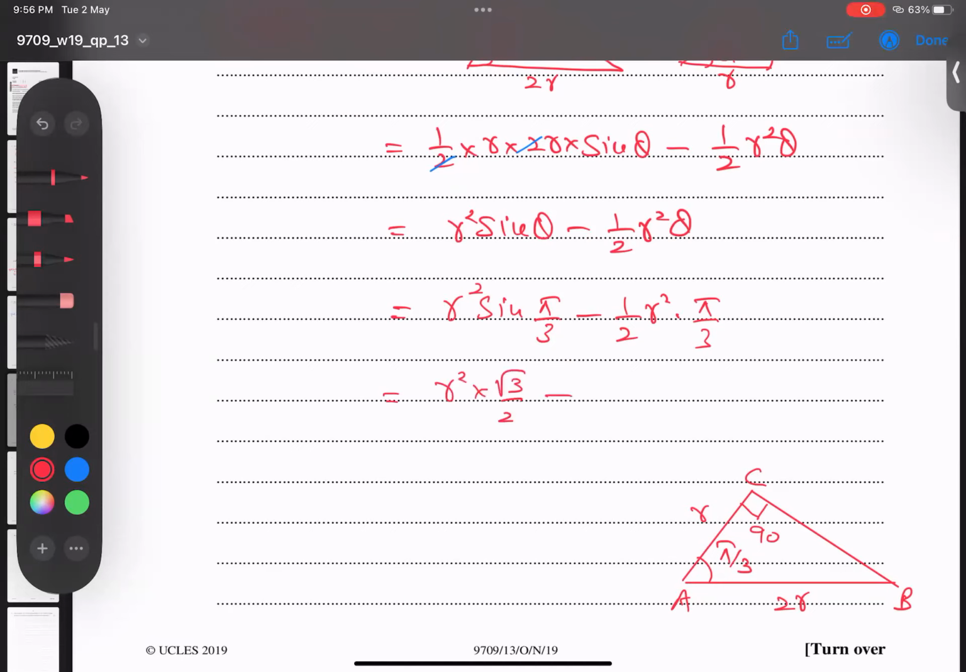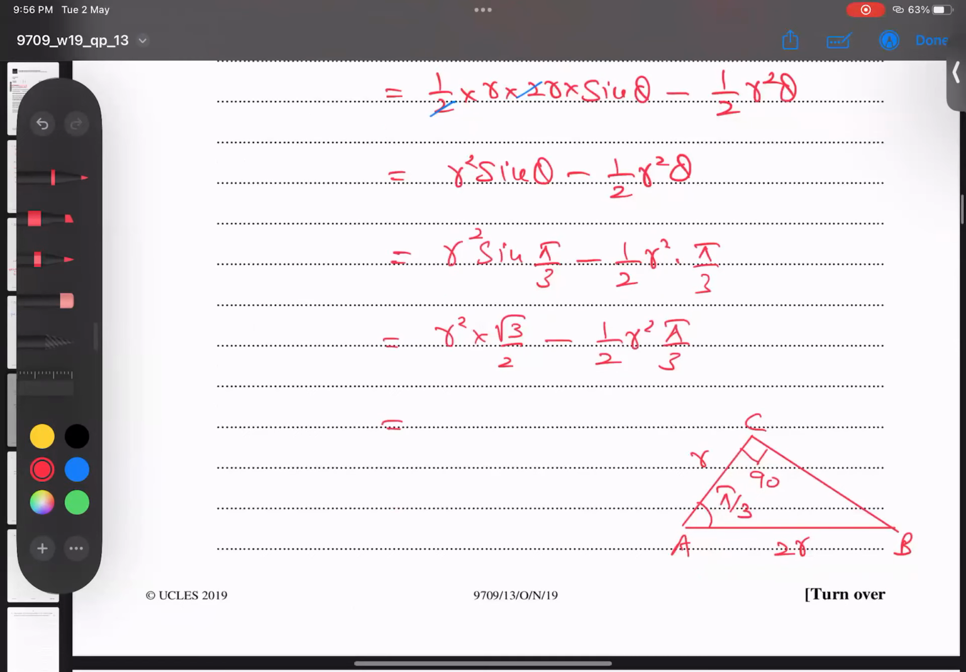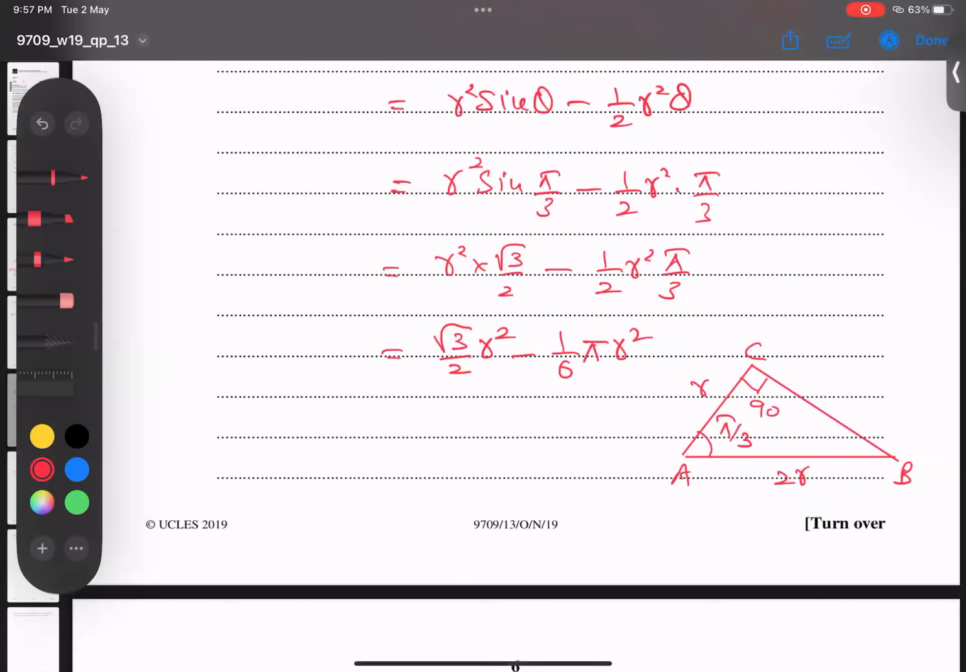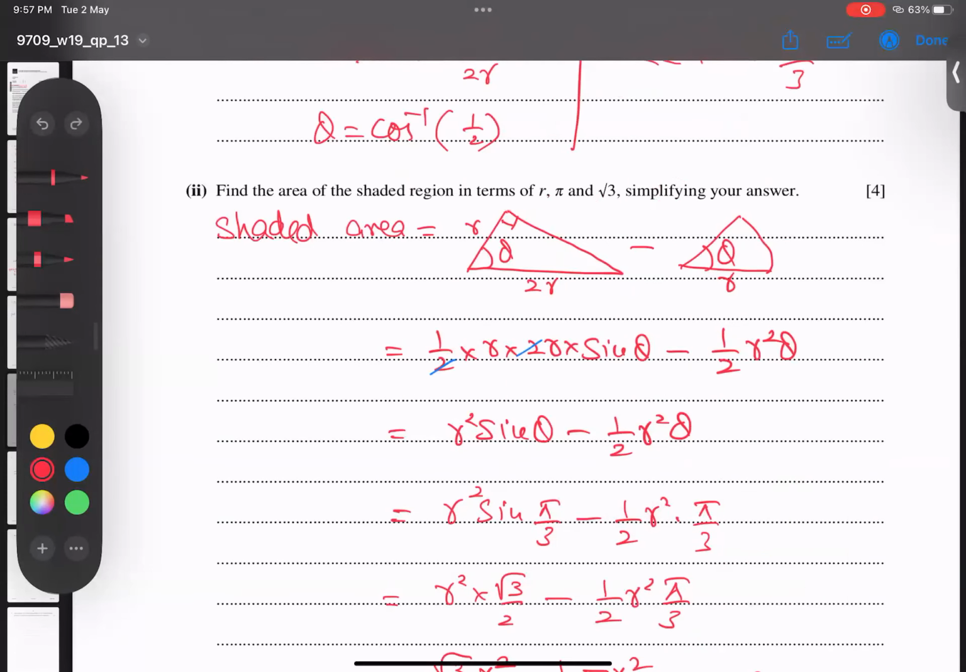Okay. And this is a half r square pi by 3. And finally, I got what? If I take r square common, I think it's better. Or √3 by 2 r square and 1/6 pi r square. So you leave it here in this form, full marks, or if you take some LCM is also correct, not a mistake at all, because he said give the answer in this format.